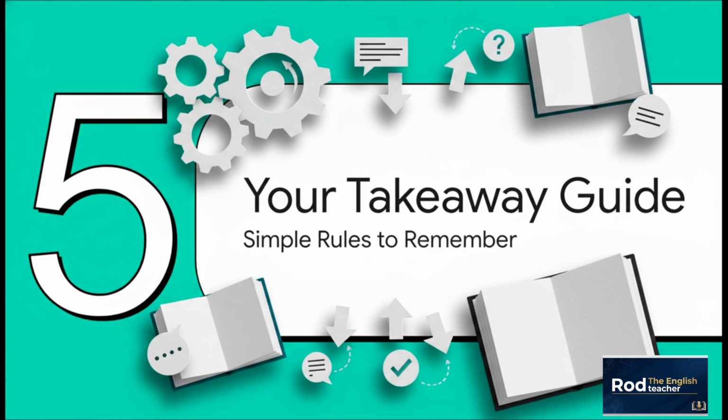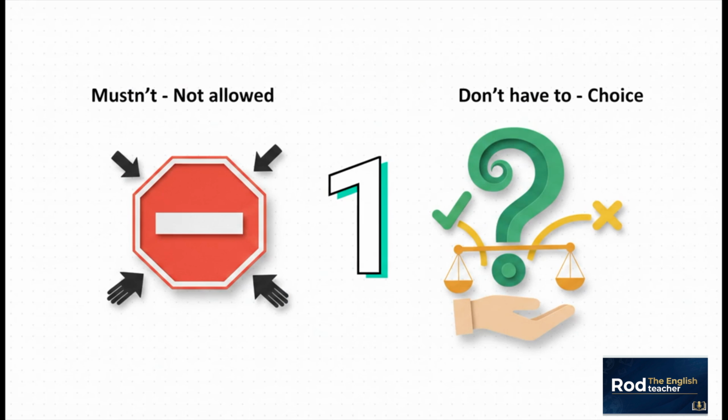Okay, I know that was a lot of information to throw at you. So let's just boil it all down into a simple, practical guide that you can start using right now. This right here is the number one takeaway, the big one. If you forget everything else, just remember this. The negative forms are opposites. Mustn't means no, you can't, it's forbidden. Don't have to means it's your call, no big deal. It is the single most important distinction.